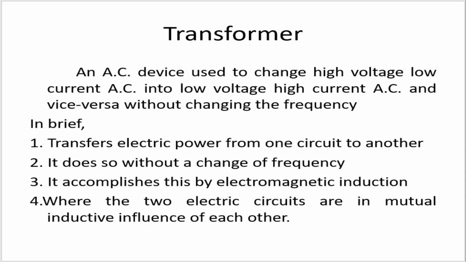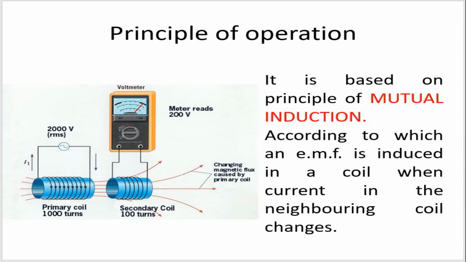It accomplishes this by electromagnetic induction phenomena, where the two electric circuits are in mutual inductive influence of each other. So the two circuits are mutually coupled with each other and there is no electric connection between them. The principle of operation of a transformer is based on the principle of mutual induction, according to which an EMF is induced in a coil when current in the neighboring coil changes.